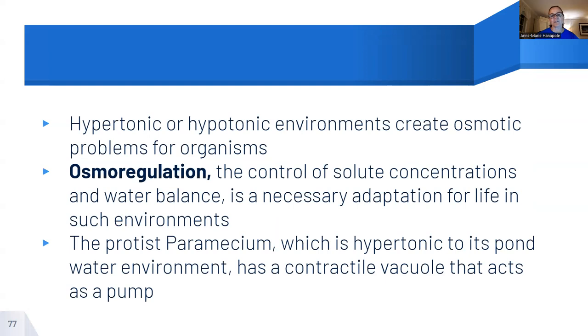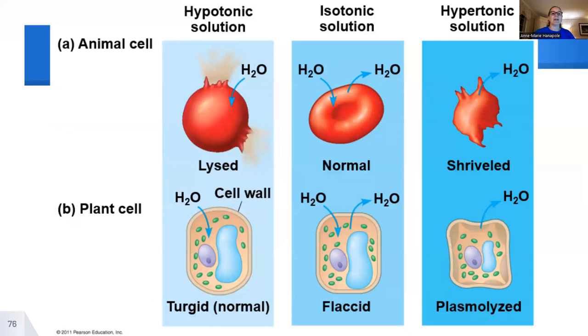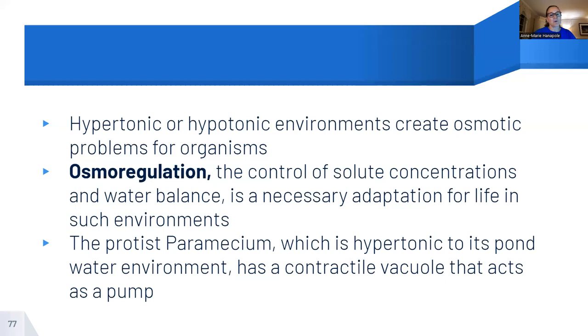And protists called paramecium live in the pond water, which is hypotonic to the inside of the cell. So it's in pure water, and that's going to cause that cell normally to gain water. So it's a hypotonic solution, that freshwater environment. And so what it has is a contractile vacuole that will actually pump the extra water back out to keep it in the right balance.